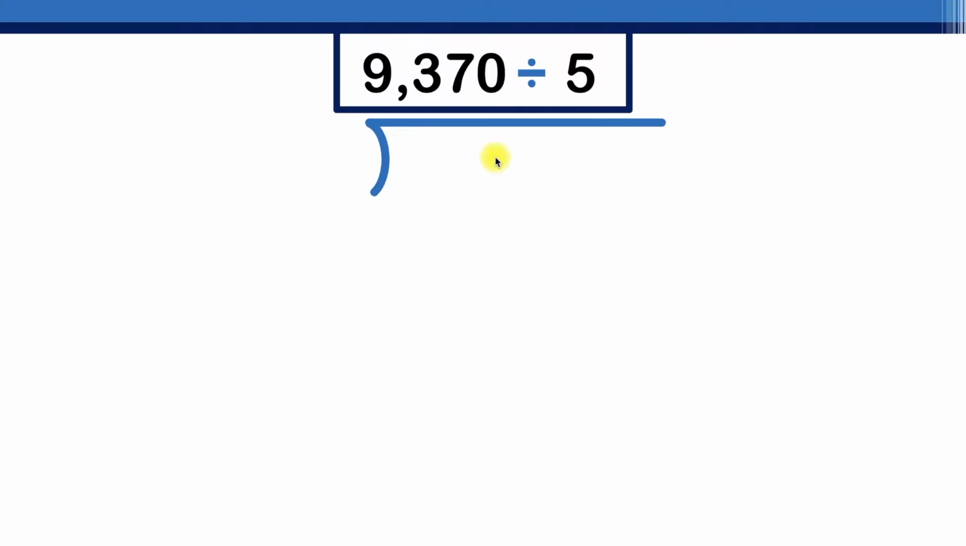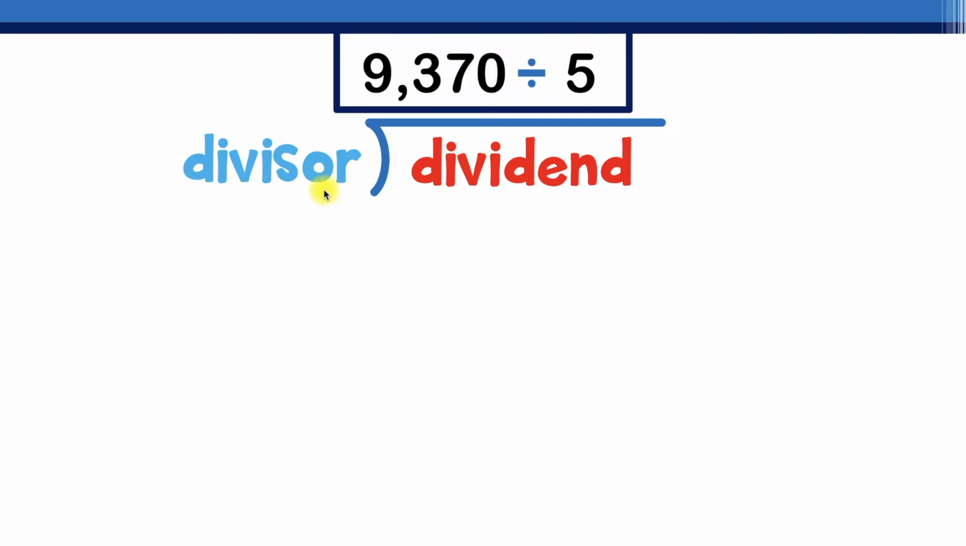And when you have long division, what goes inside the notation is the dividend, and what goes outside the notation is the divisor. In this standard division notation here, the 9,370 is our dividend, so we'll take this and put it inside the long division notation. And this 5 is our divisor, so we'll take this number and put it outside the long division notation.